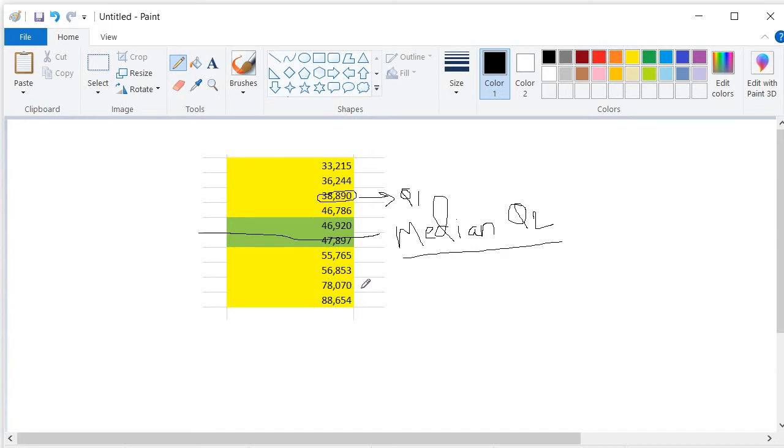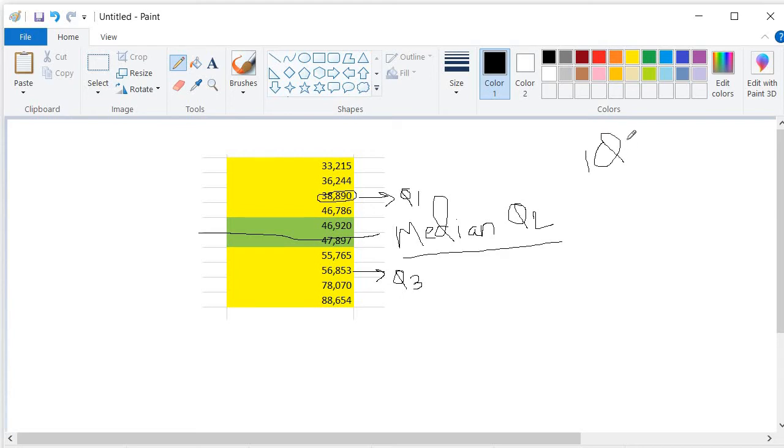Again, what you have now is 47897, 88654, 55763, 78070, and what is remaining is 56853. So this would be your quartile 3. This is your quartile 1. This is your quartile 2, which is in between these two numbers and is again your median, and this is your quartile 3.